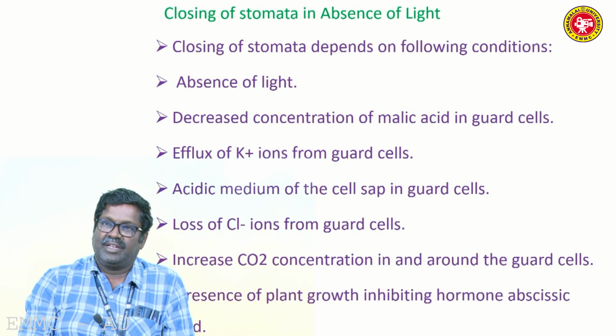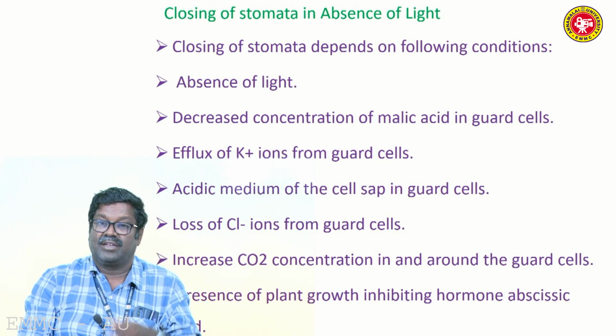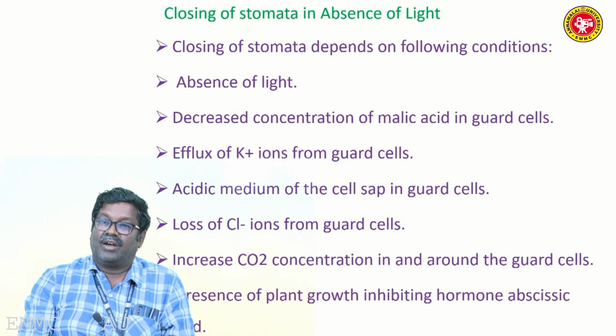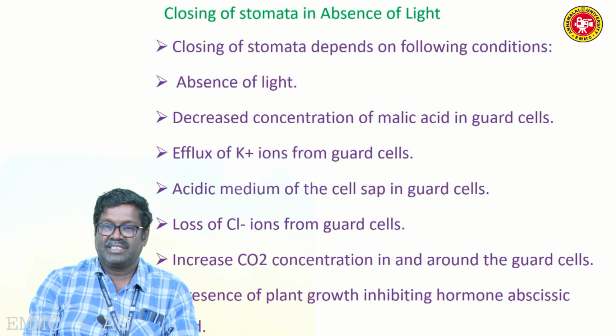Closing of stomata in absence of light depends upon the absence of light, decreased concentration of malic acid, efflux of K plus ion from guard cells, acidic medium in guard cells, loss of chloride ion from guard cells, increased CO2 concentration in and around the guard cells, and presence of the plant growth inhibiting hormone abscisic acid.